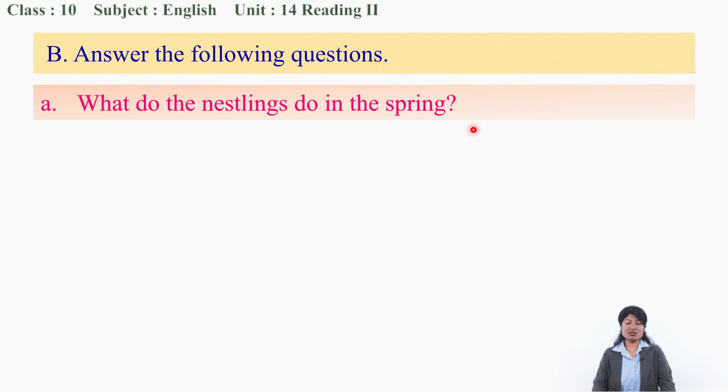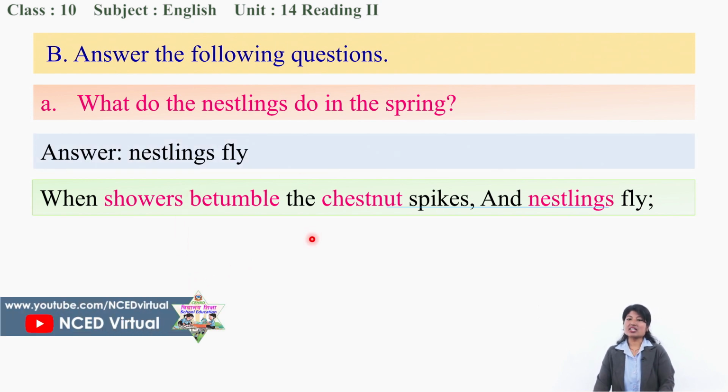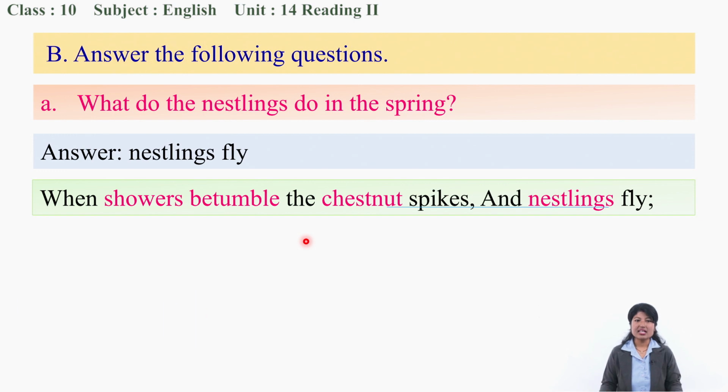So what do they do? Where do we find this answer? Of course, in the first stanza. It talks about spring. In the first stanza we find, especially in this line, rain showers, betumble, chestnut spikes, nestlings fly. So the answer is nestlings fly. Right? So this is the keyword. You can write either a full sentence or just write keywords for the answer.